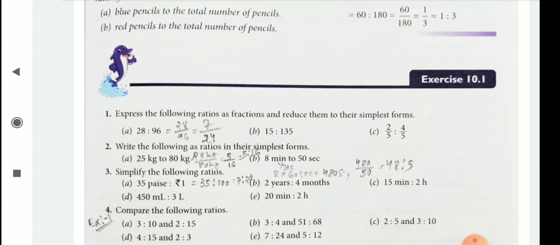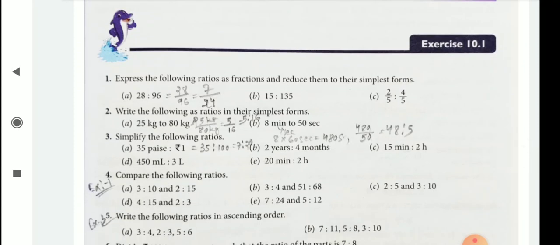Express the following ratios as fractions and reduce them to their simplest form. Very easy. First of all, you write in fraction mode, then you do simplest form. One number A, already I had done, just you follow the other bits. Two number, write the following as ratios in their simplest forms. Simplest forms means, children, same, just you write down in fraction mode, then you do simplest form.